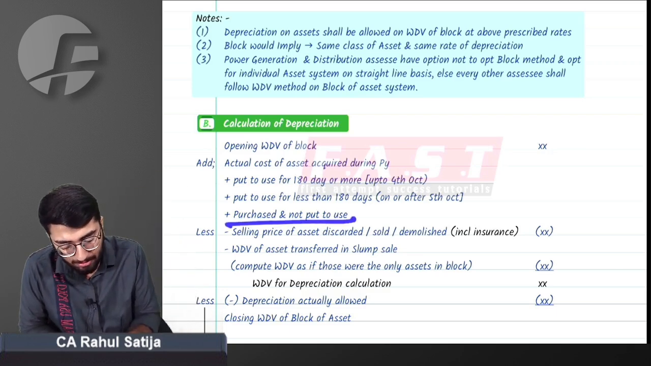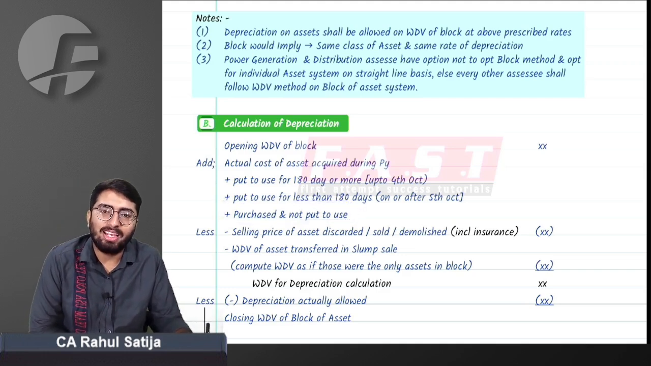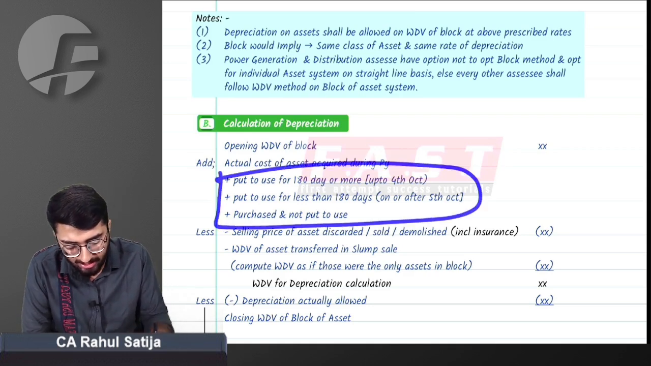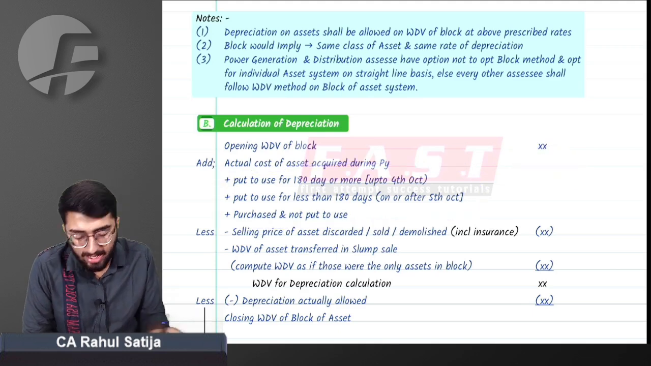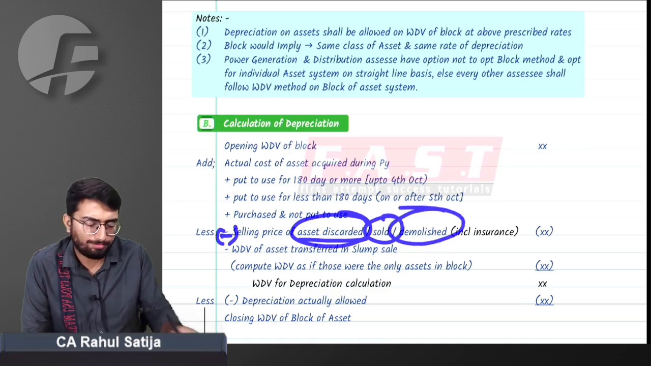And the third part will be any asset that is purchased but not put to use. All these three types of assets will be added differently, and it will give you all the assets acquired during the year. Then any kind of sales made or asset discarded, sold, demolished.